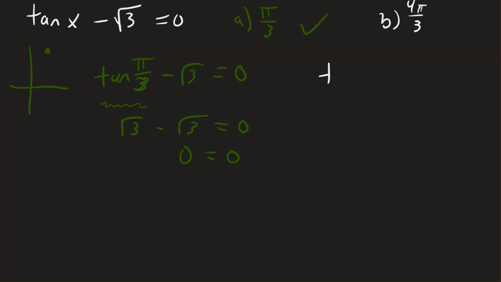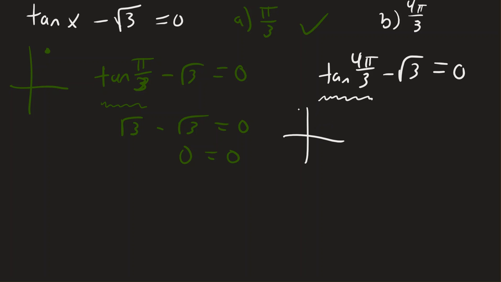Try the same thing with 4 pi over 3. Just plug it into the original equation and see if it works. So this time we need to be evaluating tangent of 4 pi over 3. So that would be 1 pi over 3, 2 pi over 3, 3 pi over 3. Here's 4 pi over 3. And again, I memorized the tangent values because there's only a few of them, and it's just super helpful. That ends up being square root of 3.